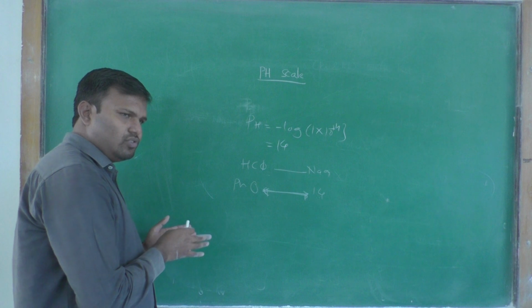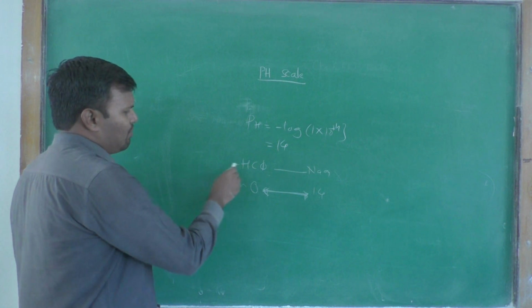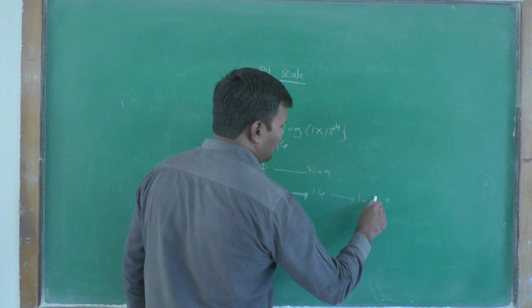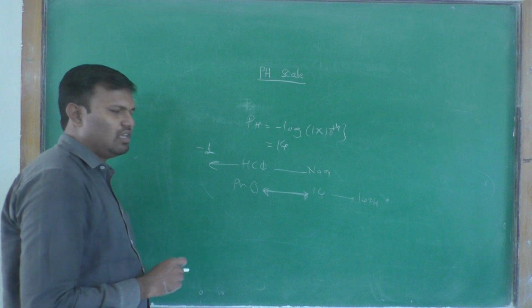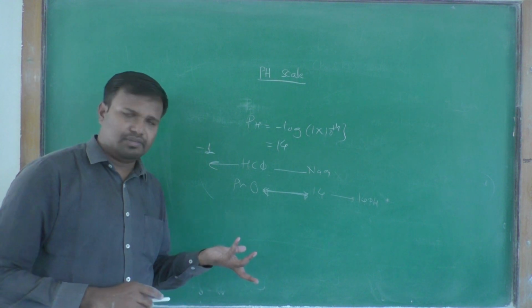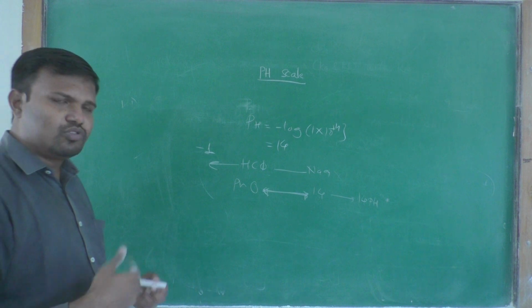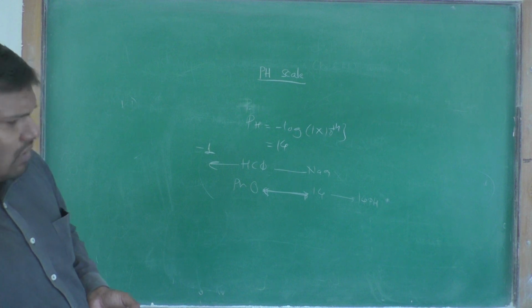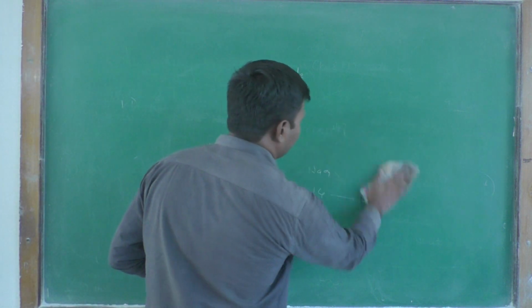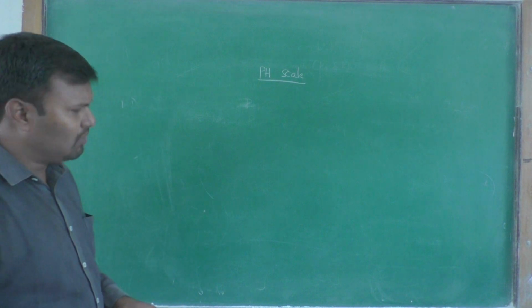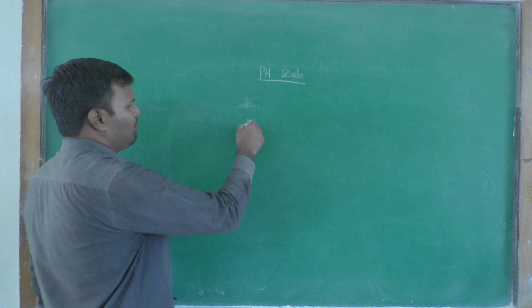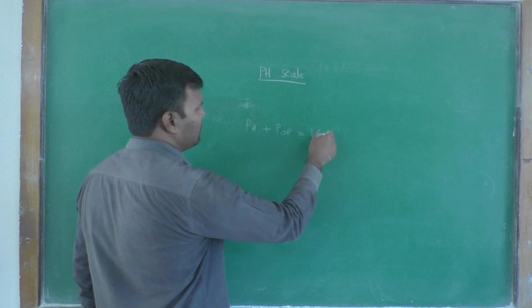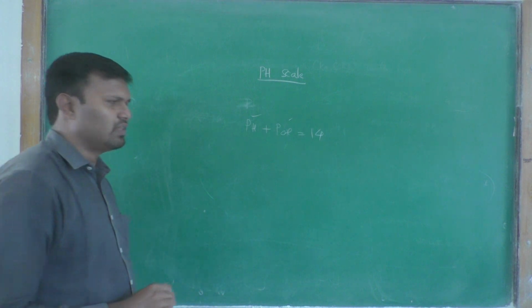From HCl to NaOH, but negative pH is also possible, and pH values of more than 14 are also possible. This is the scale we have taken, but pH values above and below this range are also observed. Now remember that pH plus pOH is always 14. Remember that.